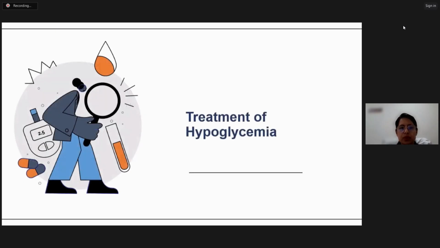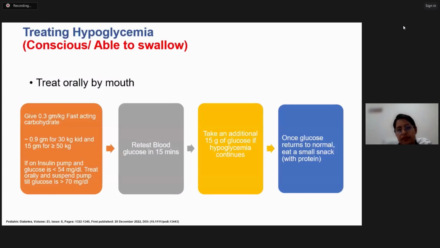Now coming to the treatment of hypoglycemia, what to do if people have hypoglycemic symptoms? It is very important to make them understand that there can be two situations. One, when a person has hypoglycemia and is conscious and able to swallow, then it should be treated orally through the mouth. Hypoglycemia should always be treated with fast acting carbohydrate, but it should not be given in the same amount to every child. The recommended amount is 0.3 gram per kg body weight of fast acting carbohydrate.